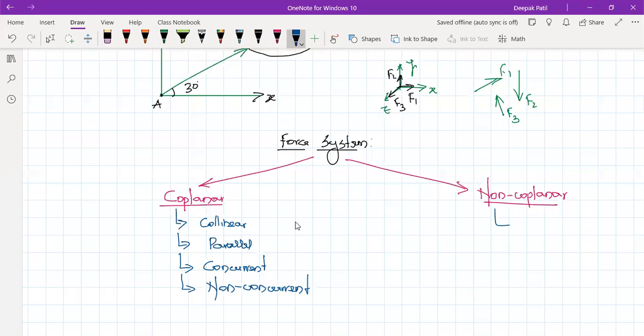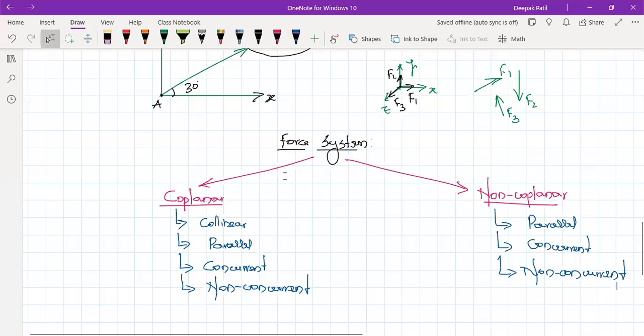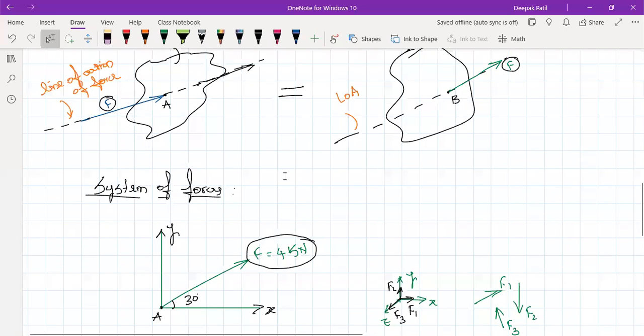Okay, in non-coplanar also we have parallel. In this we have concurrent, and in this also we have non-concurrent. I'll explain each and every force one by one. But till now, whatever we have studied, are you okay with that, students? Any doubts you have?